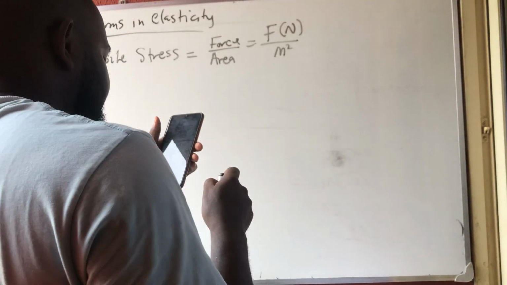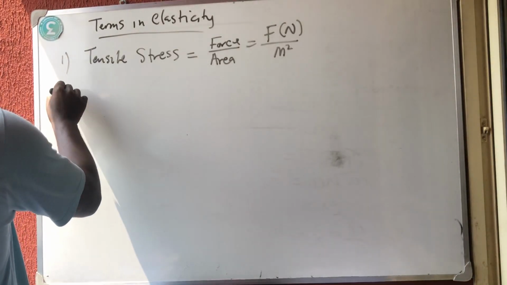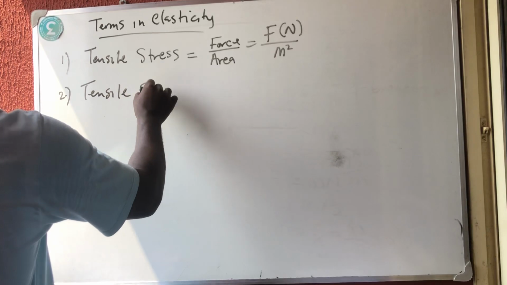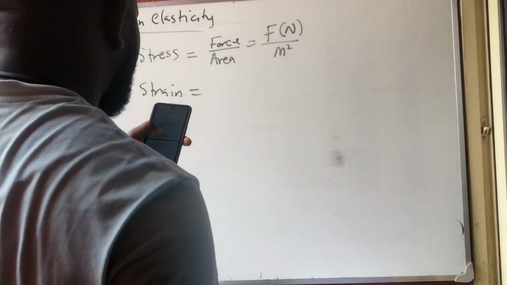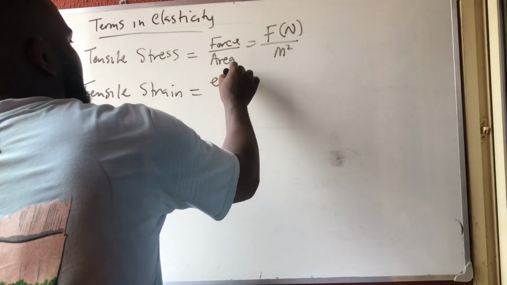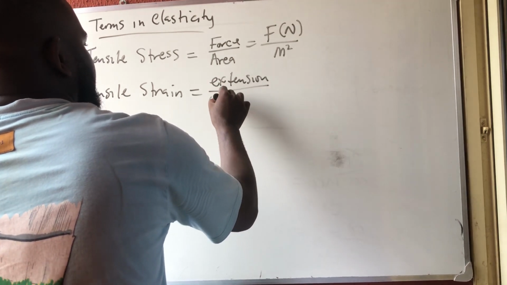Now the next one we'll look at is tensile strain, number 2. Sometimes it is called just stress and strain. Tensile strain is the extension produced over the original length.